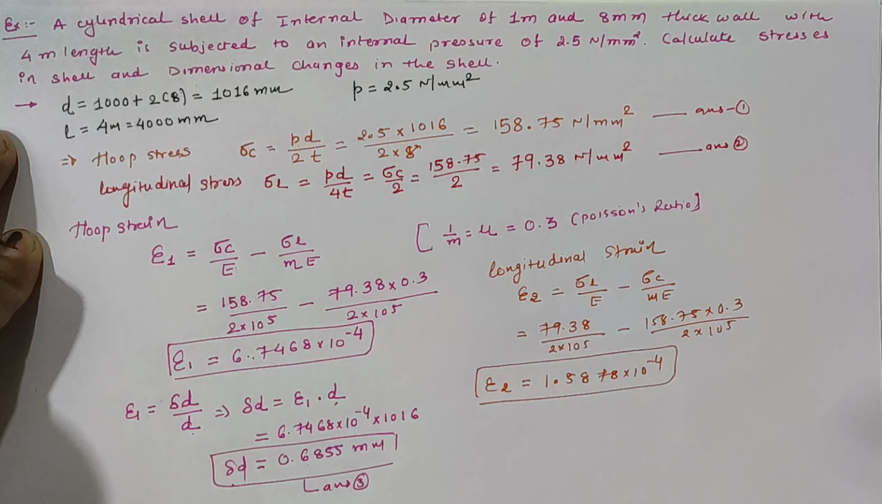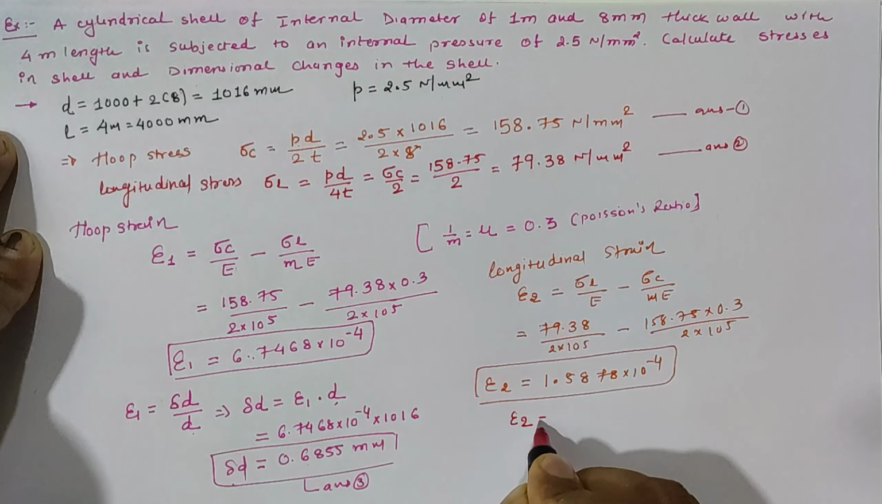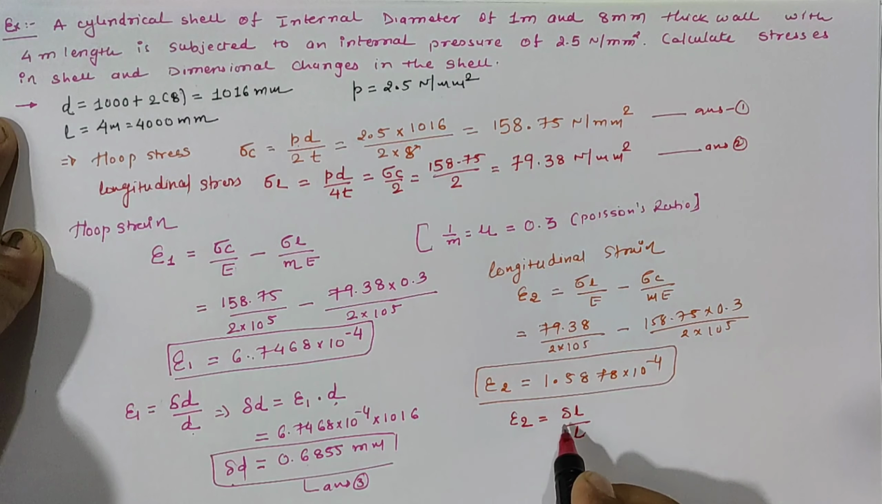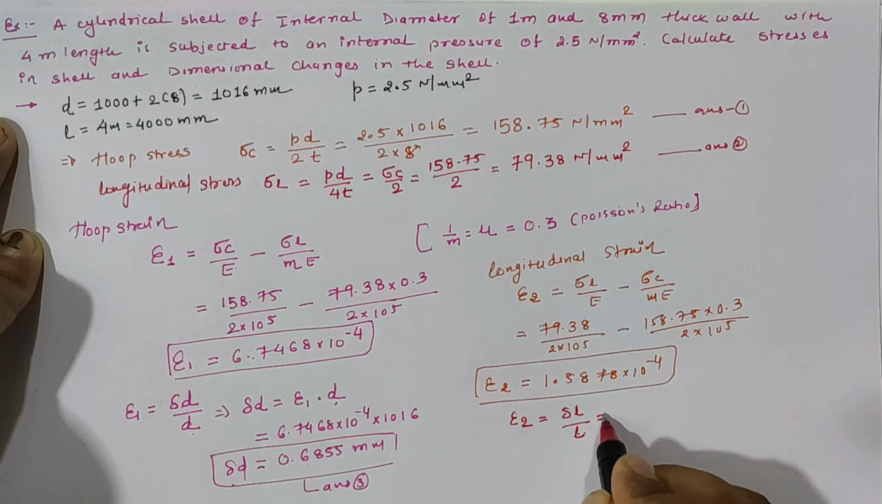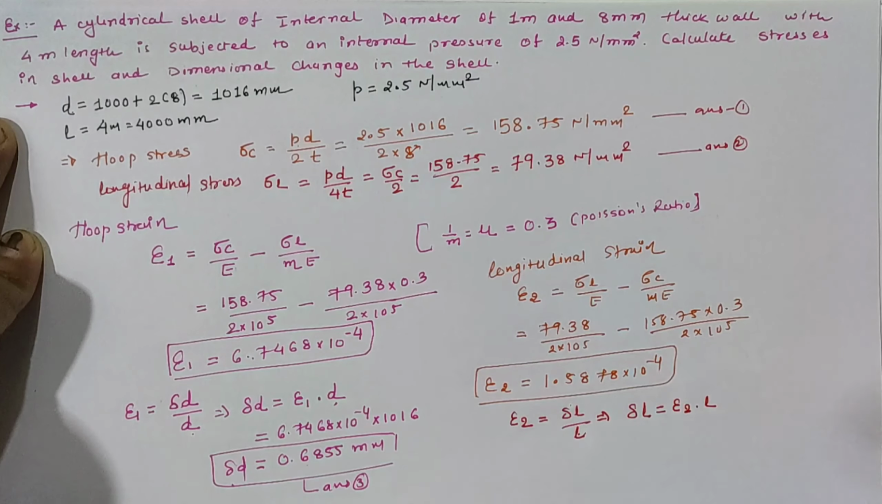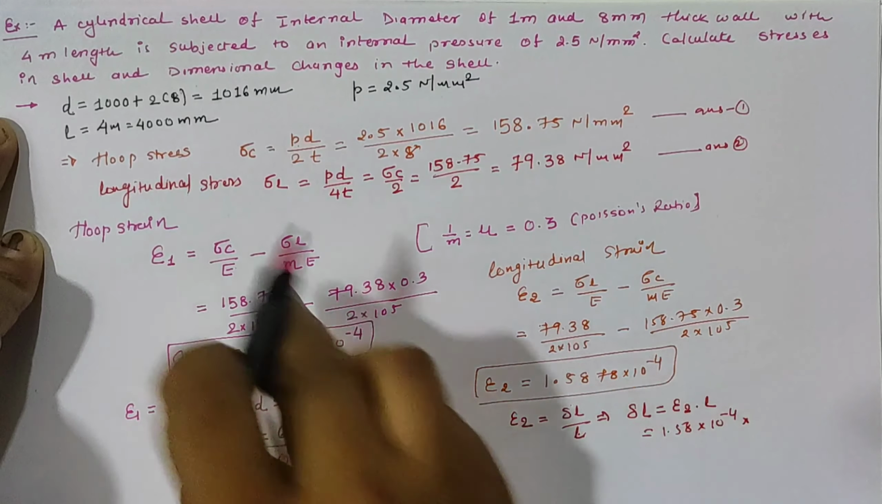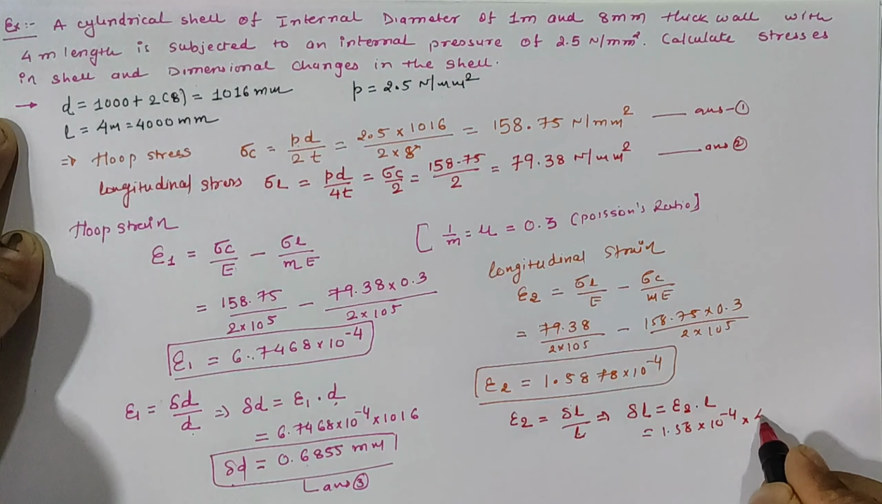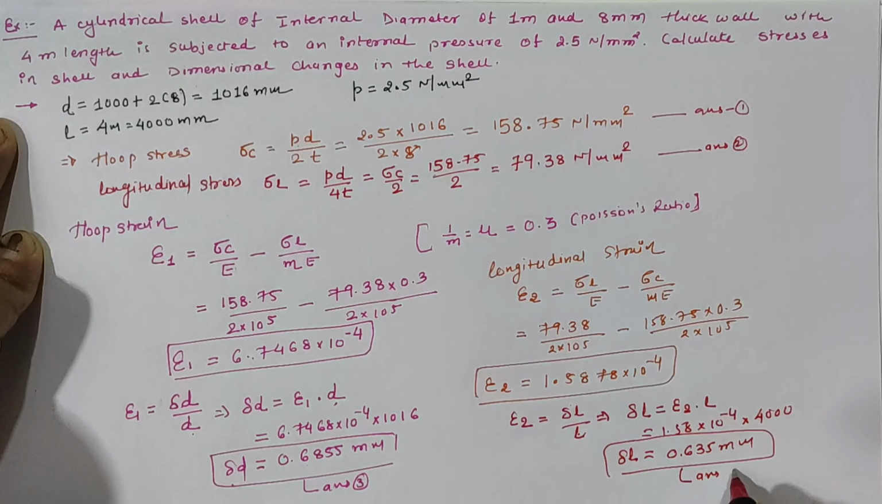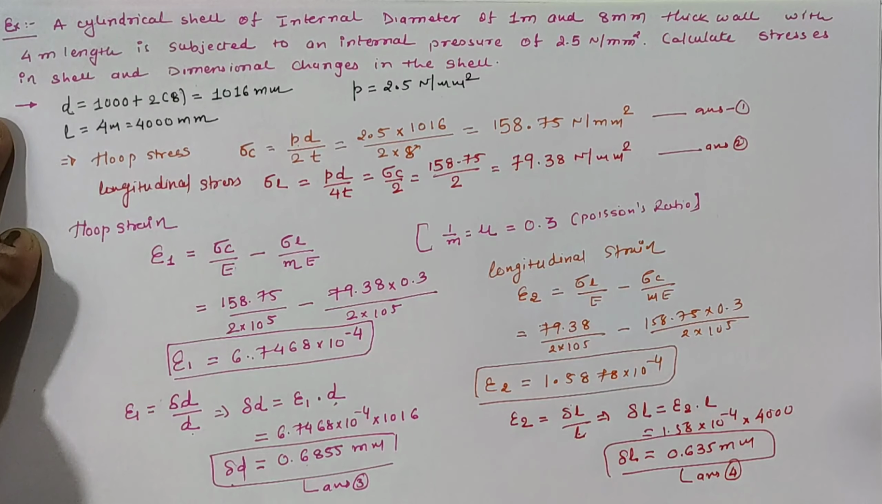and if we put the e2 value, which is equal to the ratio of change in the length to the original length, hence change in the length can be calculated by e2 into L. Now e2 value is 1.58 into 10 raised to minus 4 and length is given as 4000 mm. Hence the change in the length is equal to 0.635 mm. So these are the dimensional changes according to the given condition.